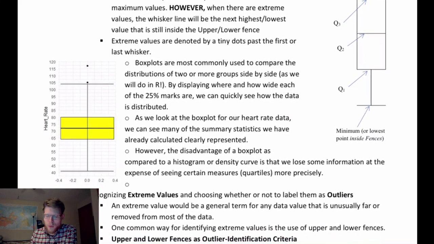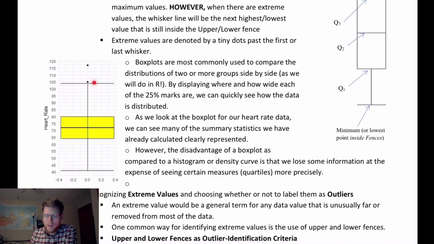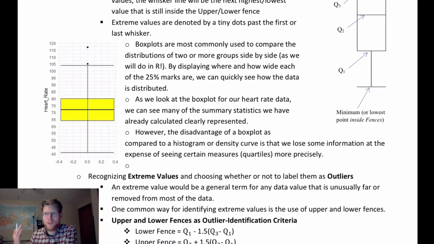So in that case, when that happens, the highest line here is no longer representing the maximum data point. It's representing the maximum data point that wasn't labeled as an extreme value. So how do we decide if something is an extreme value? Is this just subjective, or is there some kind of process for making that decision?